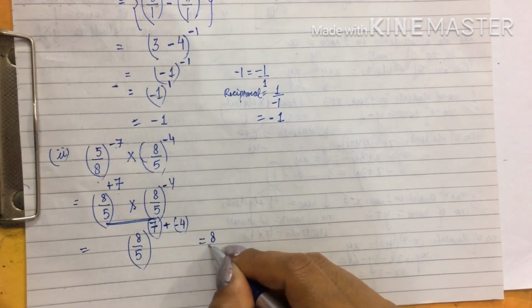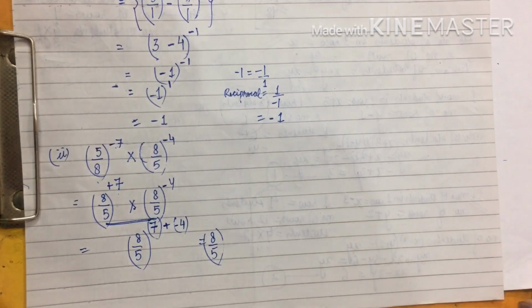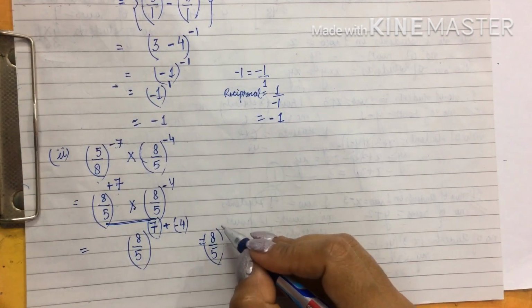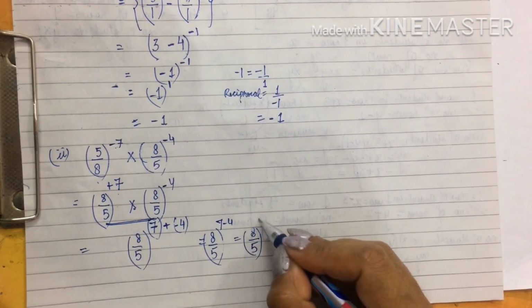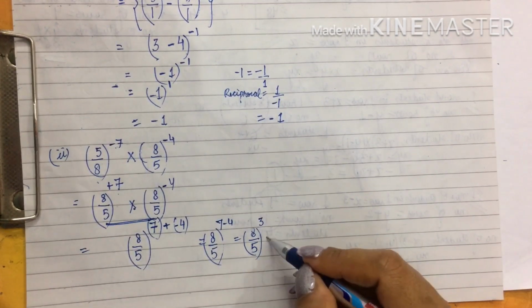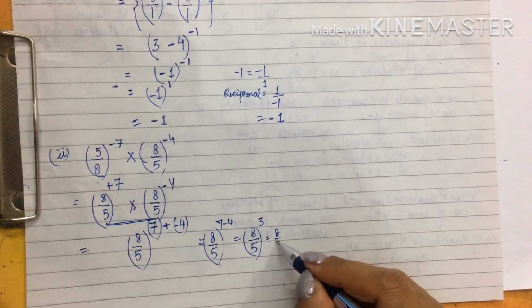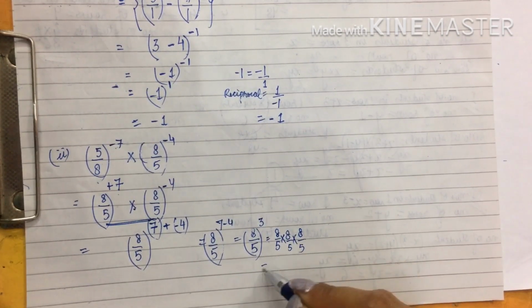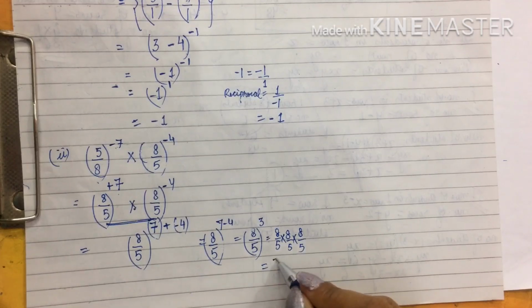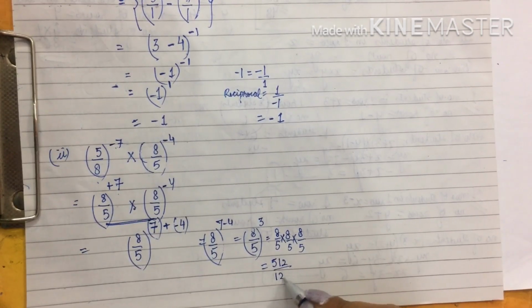So this gives you 8 by 5 raised to the power 7 minus 4, which is 8 by 5 raised to the power 3. Simplify: 8 by 5 multiplied with itself 3 times. You could give the simplified answer. This gives you 512 over 125.